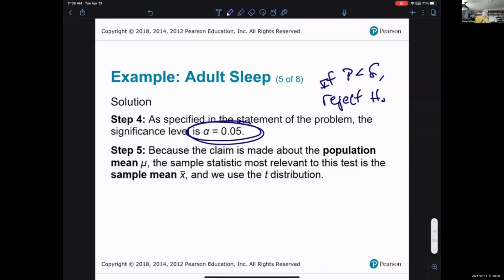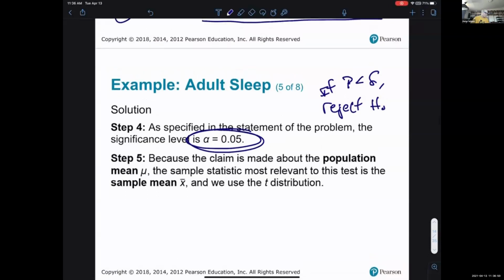Now, it says because the claim is made about the population mean, the sample statistic most relevant to this test is the sample mean, and we use the t distribution. So you do need to select the correct distribution. And again, in this case, it's a t distribution because the standard deviation of the population is not known or not given.